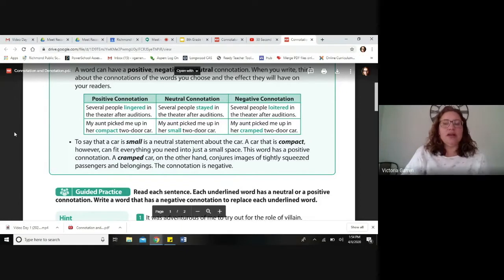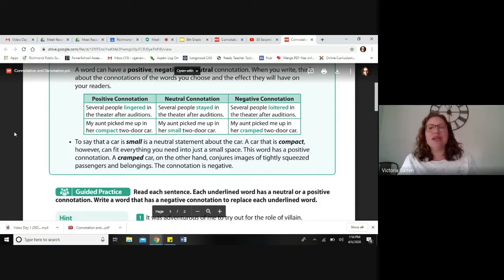And the word compact has a more positive connotation or meaning to it. Let's look at the second one. My aunt picked me up in her small two-door car. So the word small doesn't really have a negative or positive connotation in this use of the word. So this is more of a neutral connotation.